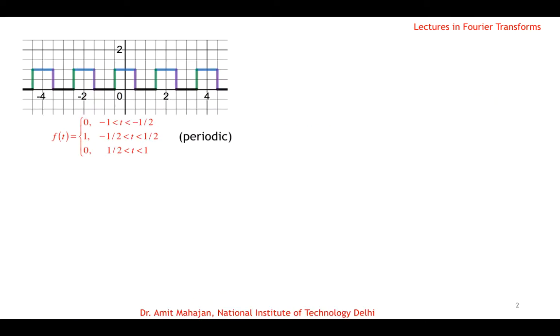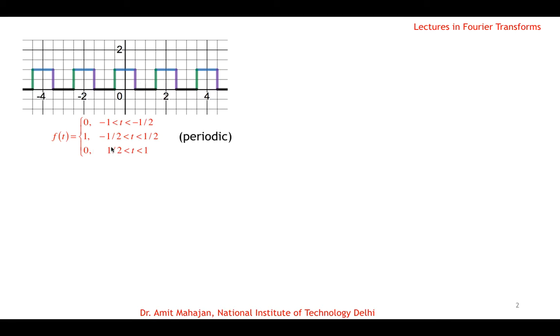Okay, so for that let us consider a periodic function, a periodic pulse, given by this function, and you can see that the pulse is from -1 to 1. So from this point up to here it is 0, then it takes value 1, then it takes value 0 up to 1. Okay, and then this pulse is again repeating on both sides.